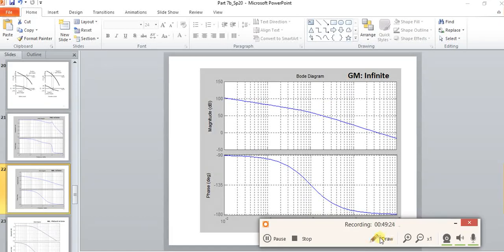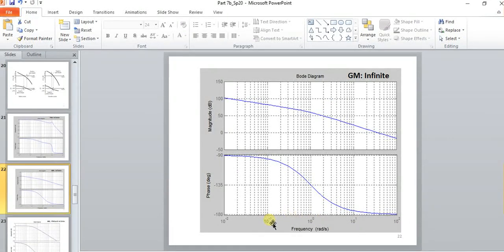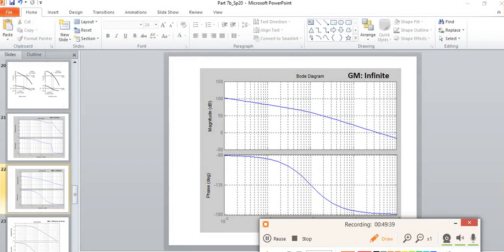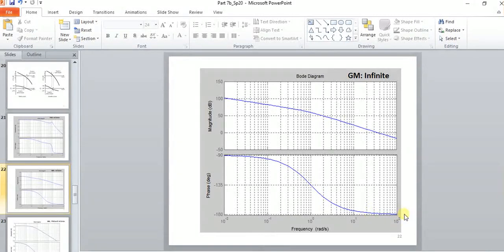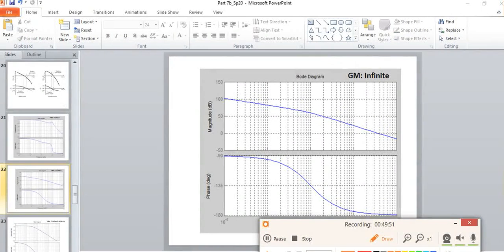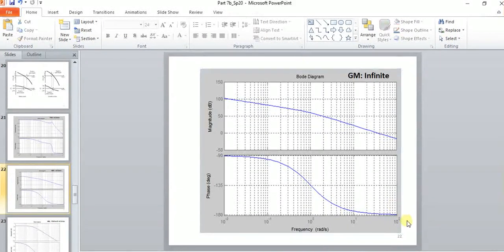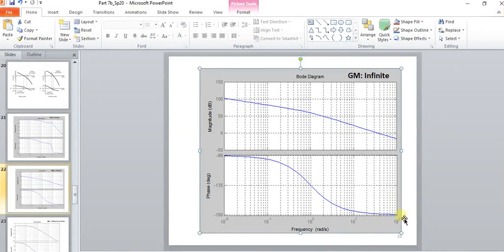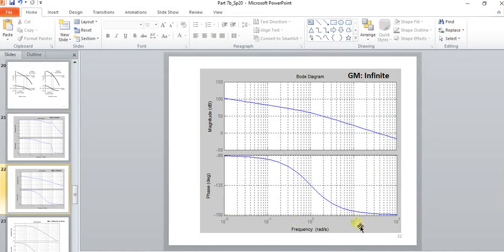Now for this case, to find the gain margin, as usual, see where the phase curve crosses minus 180. We see this area here, this is the place where minus 180 is, but this phase curve does not cross this minus 180. It is going to touch minus 180 asymptotically, but it's not crossing anywhere. Since the phase curve does not cross minus 180 anywhere, we say that the gain margin is infinite.